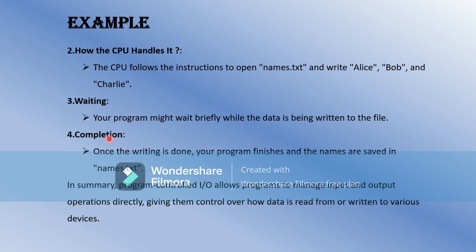The next one is waiting. Your program might wait briefly while the data is being written to the file. This means the process pauses for a moment to let the CPU finish the writing process. The next one is completion. Once the writing is done, your program finishes and the names are saved in the names.txt file. And the program can then move on to other tasks. In summary, program control input output allows programs to manage input and output operations directly, giving them control over how data is read from or written to various devices.